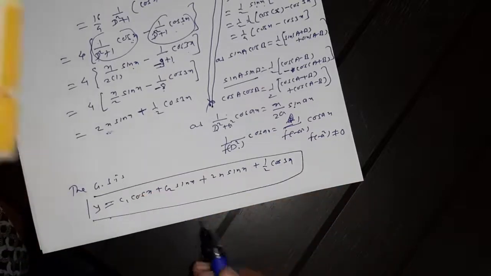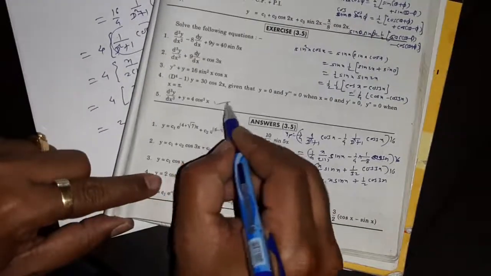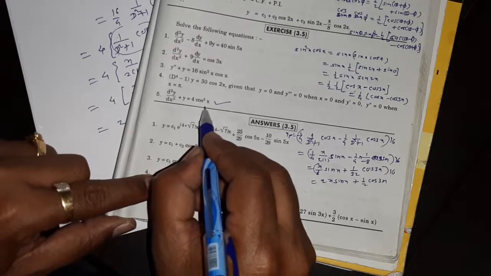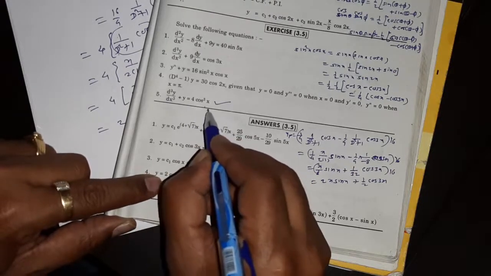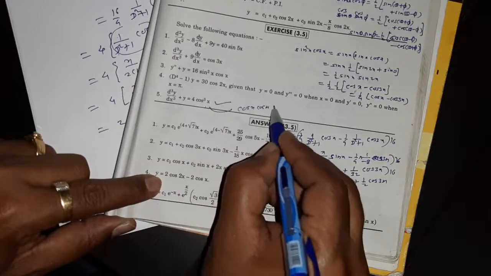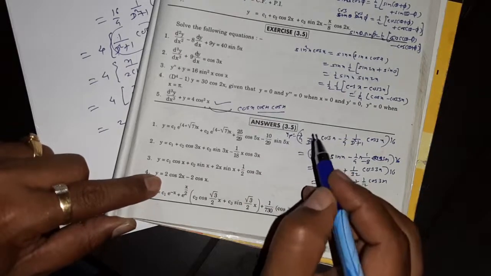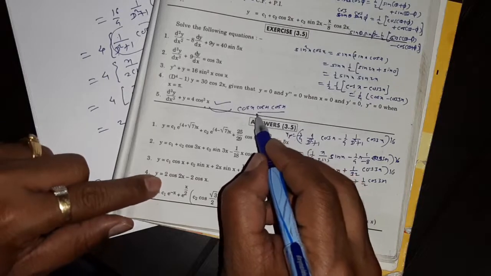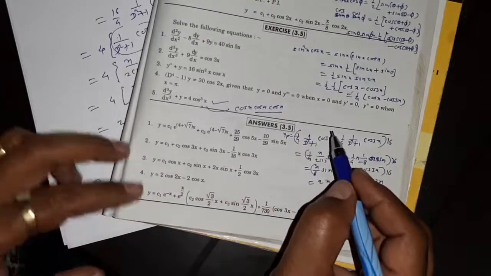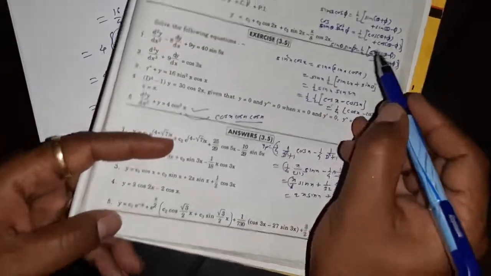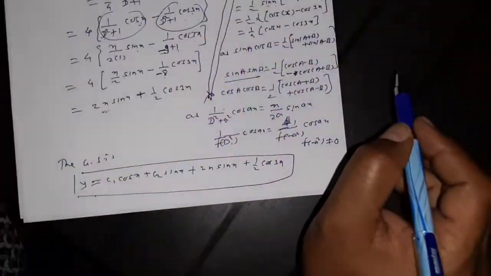In same way, solve this exercise problem: d cube y by dx cube plus y equals 4 cos cube x. So replace this cos cube x. Cos cube x is cos x into cos x into cos x. First express this cos x into cos x in addition of two terms, and then multiply by cos x, and again apply the rules of conversion of multiplication to addition. So this is about the type sin ax and cos x.